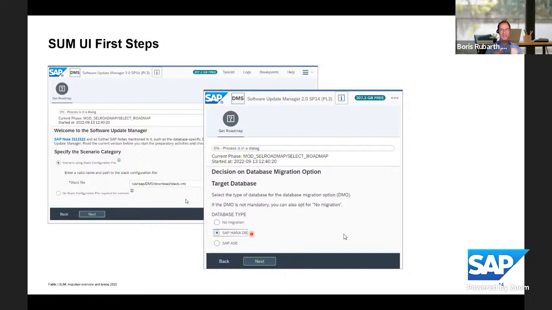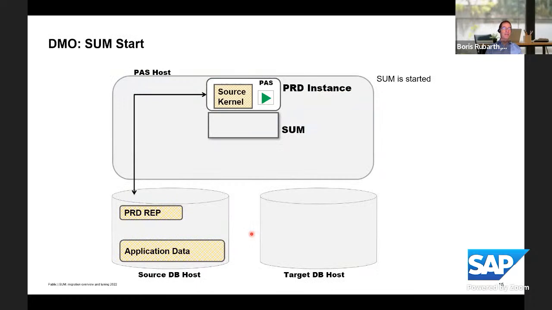Now we will have a look at some architecture slides explaining the main steps of this approach. Let us first have a look what is illustrated here. We see down below in the left corner the source database where we have the repository, the ABAP repository, and the application data. Up above, we have the host of the primary application server. That is not a must, but this is illustrated here. And we have the productive instance, so the application server as an instance. And we have the software update manager here extracted from the archive.